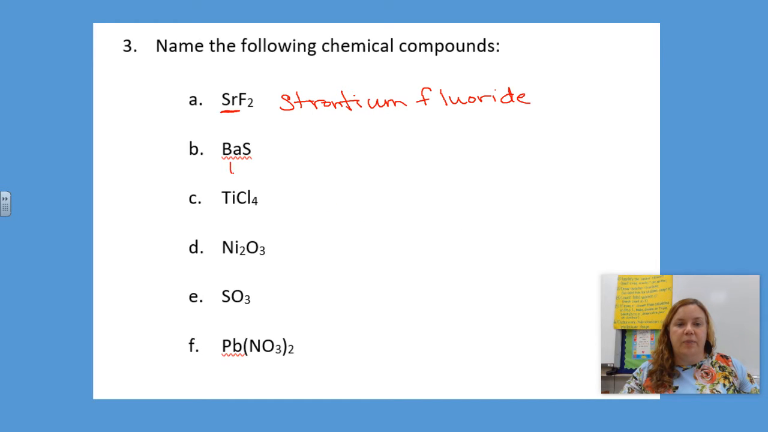Same thing with barium. We've got a metal and a nonmetal. Barium is an alkaline earth metal, so it's not a transition metal. We have no need for a Roman numeral then, so we have barium sulfide.